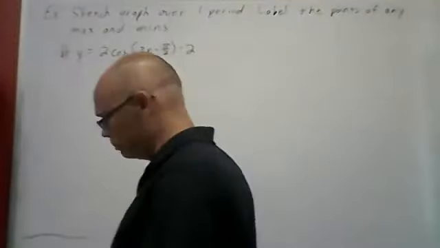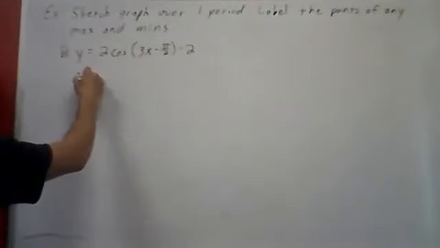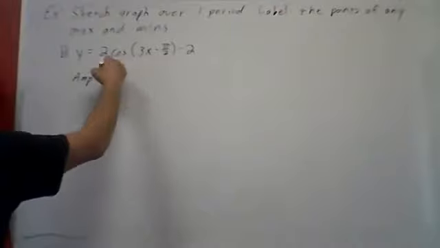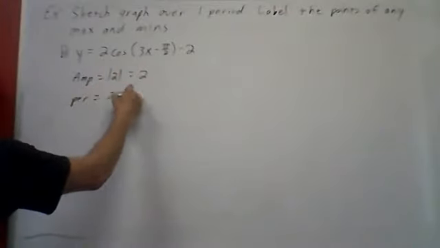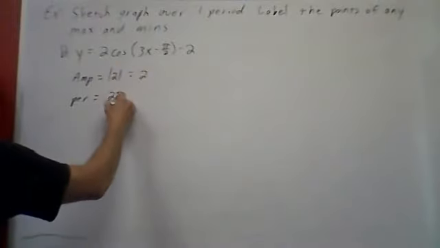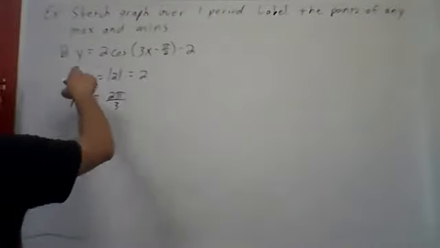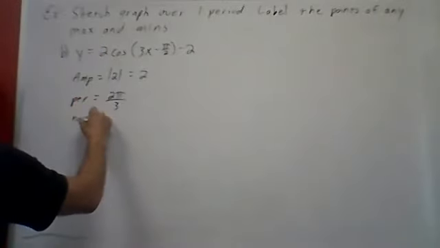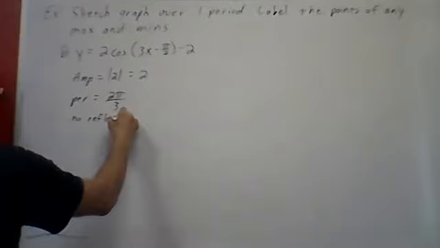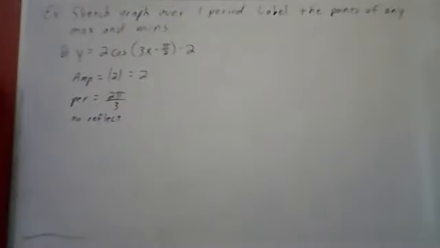All right, let's see. What's our amplitude? Absolute value of 2, which is 2. What's my period? Period is 2 pi over b. So 2 pi over 3, right? Can't really do anything with that. It's nasty, but it's what I have. All right, what else did I need to look at? How about reflection? Do I have any reflection here? No, that's not negative. So maybe I'll put no reflection.